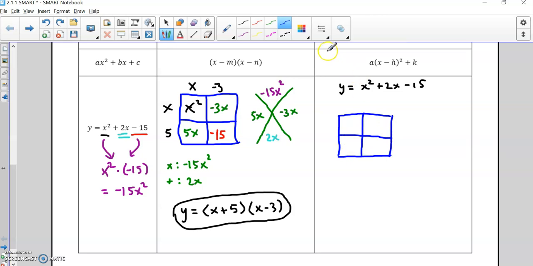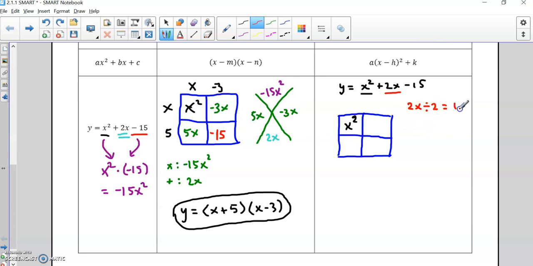Now notice the differences in setup. The first step is the same. You put your first term in this box. But the next step is where things get different. This time, we aren't going to fill in this bottom box here. Instead, we're going to take our second term, 2x, divided by 2. We're always going to do a division by 2 at this step.